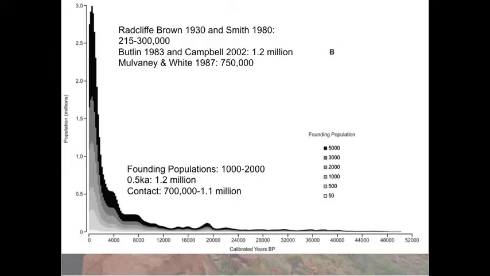So big differences in numbers, and then Mulvaney and White, probably before myself, were the last to really focus on this issue, and they sort of took the middle ground. And so I put a range of population numbers in at founding populations to try and reproduce these sort of values. And again, what we find is we end up with a population around 700,000 to 1.1 million.